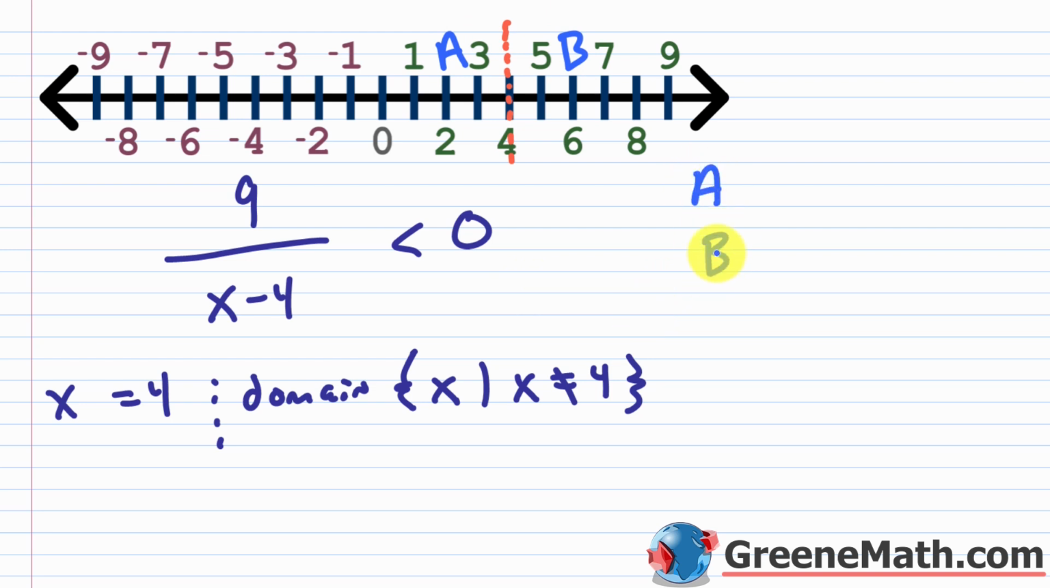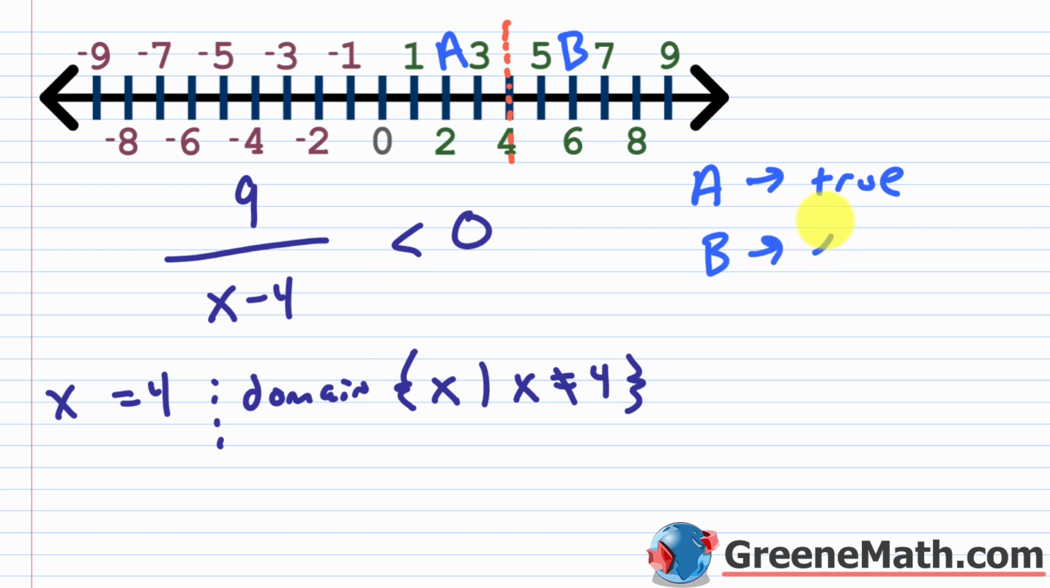I would pick 0. If you plugged in a 0 here, 0 minus 4 is negative 4. So you would have 9 over negative 4. It's just a negative value, and that's always going to be less than 0. So this is going to be true. Then for B, you could pick something like, let's say 5. 5 minus 4 is 1. So you'd have basically 9 there, or a positive value, which is not going to be less than 0.